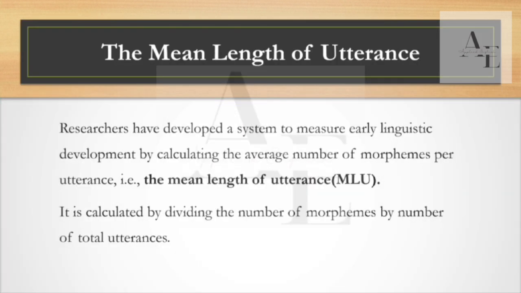Then we have our final topic, the mean length of utterance. It's a system developed by researchers or linguists. It's used to measure early linguistic development by calculating the average number of morphemes per utterance. So they called it the mean length of utterance, and they calculate it by dividing the number of morphemes by the number of total utterances. So they know the development in this child's language.